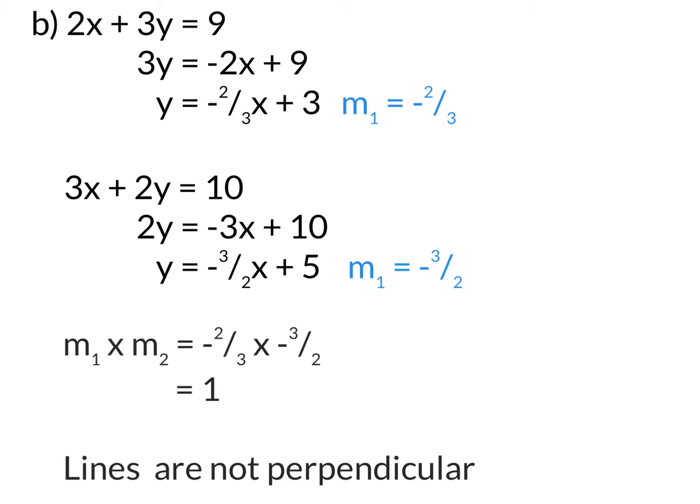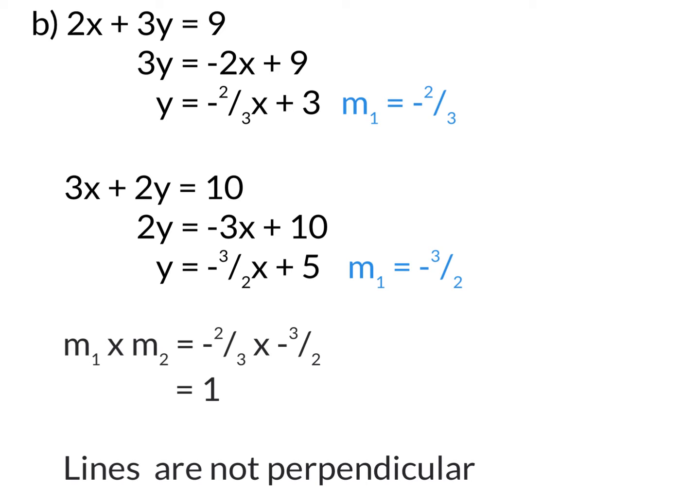Second example. So remember from our video on parallel lines, we have to rearrange it into the form of y equals mx plus b to find the gradient. So we rearrange the first one. So we're going to subtract the 2x over to the other side. So we get 3y equals minus 2x plus 9. So y equals minus 2/3 x plus 3, giving us the gradient of the first one is minus 2/3.